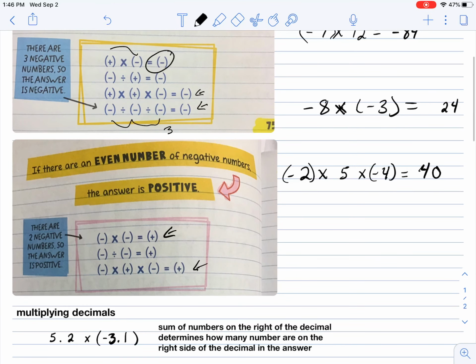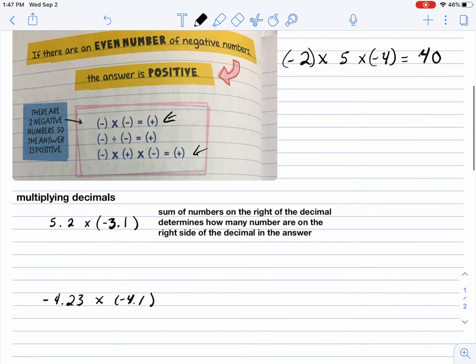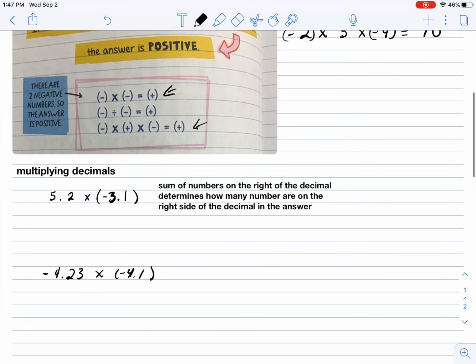So that's just to note, if there's an odd number of negatives that you're finding the product of or the quotient of, your outcome is going to be negative. If it's an even number, it's going to be positive. Okay, so this continues with decimals.